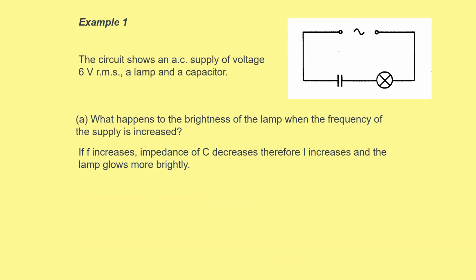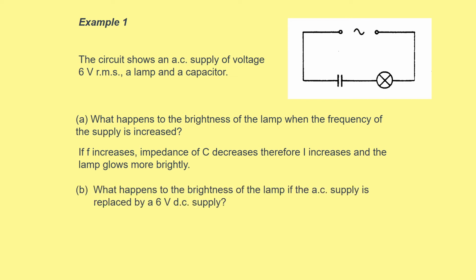Example 1. The circuit shows an AC supply of voltage 6 volt RMS, a lamp and a capacitor. What happens to the brightness of the lamp when the frequency of the supply is increased? Well, if the frequency is increased, that means the impedance of the capacitance is going to decrease, and therefore the current increases and the lamp glows more brightly.